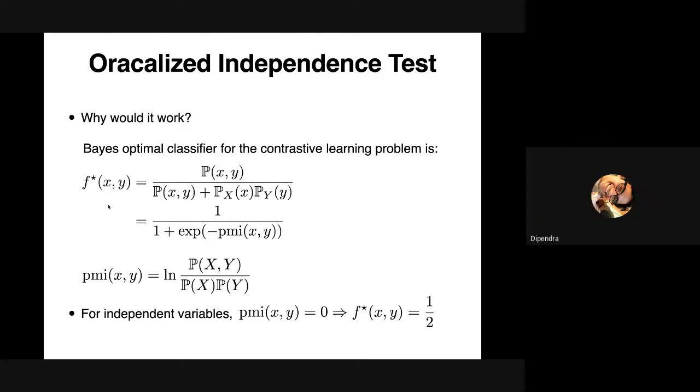Right. Maybe just one more additional point. This is the Bayes optimal classifier for the contrastive learning problem, and you will see that the pointwise mutual information term appears naturally.